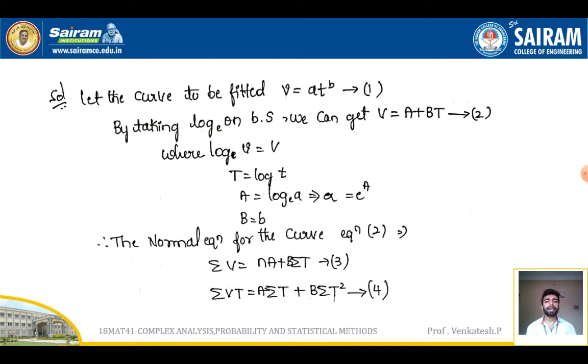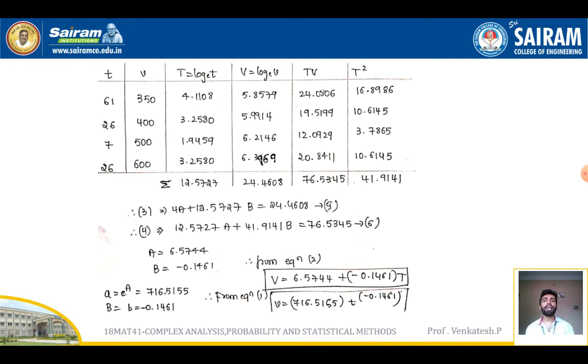So now make a tabular column which must contain small t value, small v value. Capital T can be obtained by log t with base e, capital V by log v with base e, capital T into capital V value, capital T square. So t is given like 61, 56, 26, 7, 26. Small v is 350, 400, 500, 600. Capital T is 4.1108, 3.2580, 1.9459, 3.2580. Capital V is 5.8579, 5.9914, 6.2146, 6.3969.